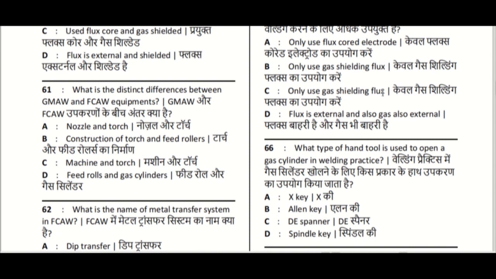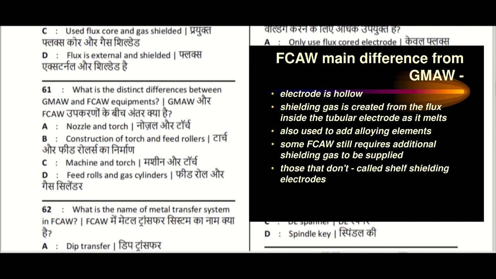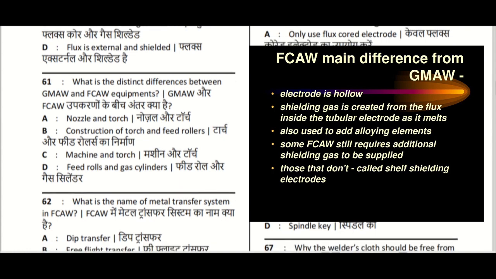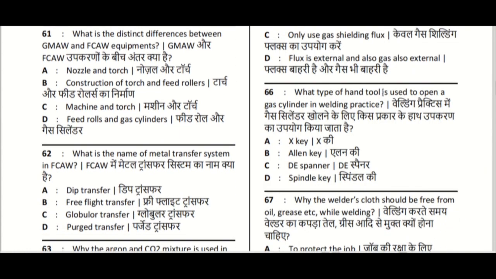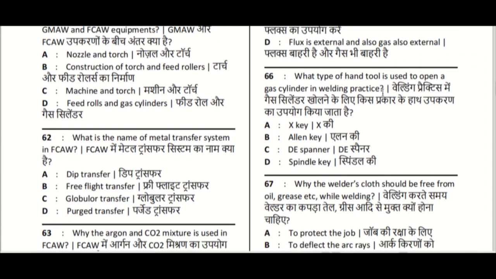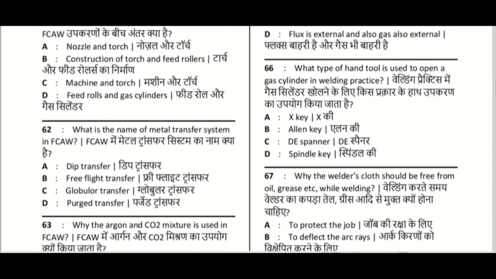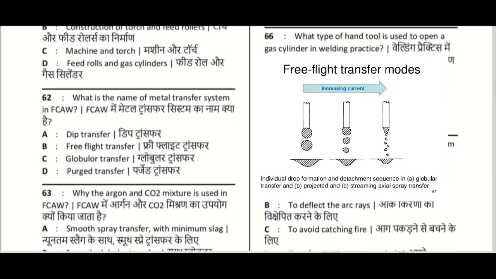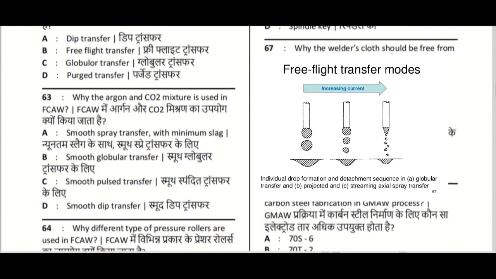What is the distinct difference between gas metal arc welding and flux cored arc welding? The main difference between these two is the construction of the torch and feed rollers. What is the name of the metal transfer system in FCAW? Answer is free flight transfer.